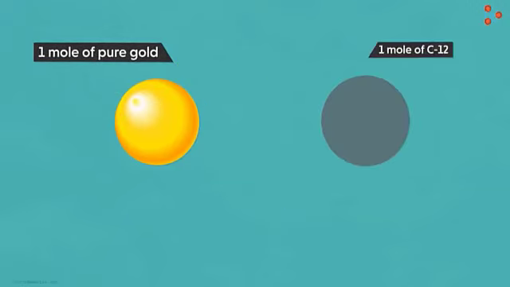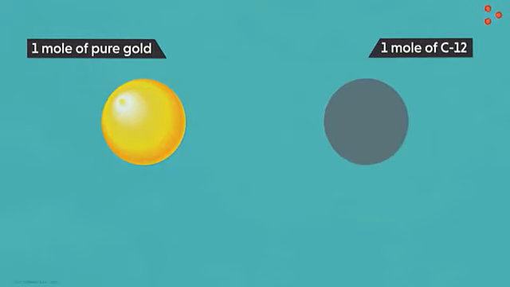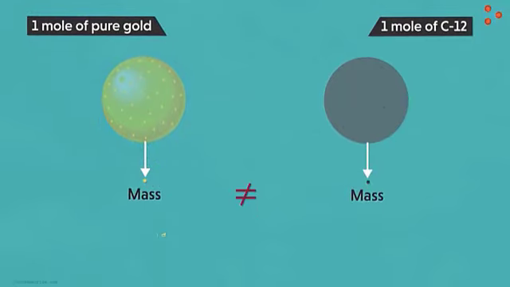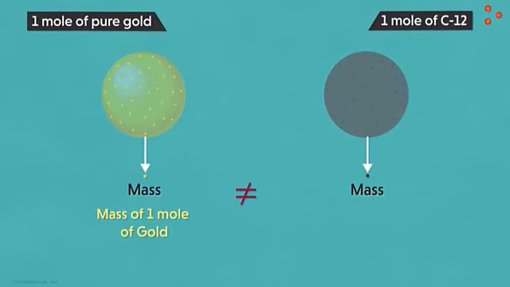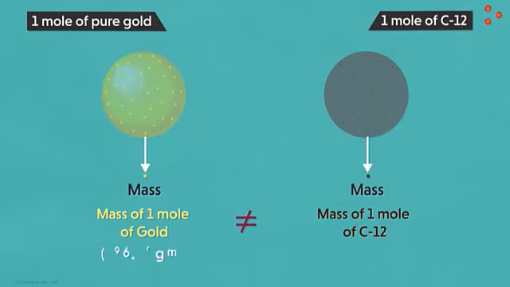Note that in both cases, the number of atoms is the same, but the mass of an atom of gold is different from the mass of an atom of carbon-12. Hence, the mass of 1 mole of gold will definitely be different from the mass of 1 mole of carbon-12. So 1 mole of gold weighs around 196.97 grams. That is because the mass of a gold atom is different from the mass of carbon-12 atoms.